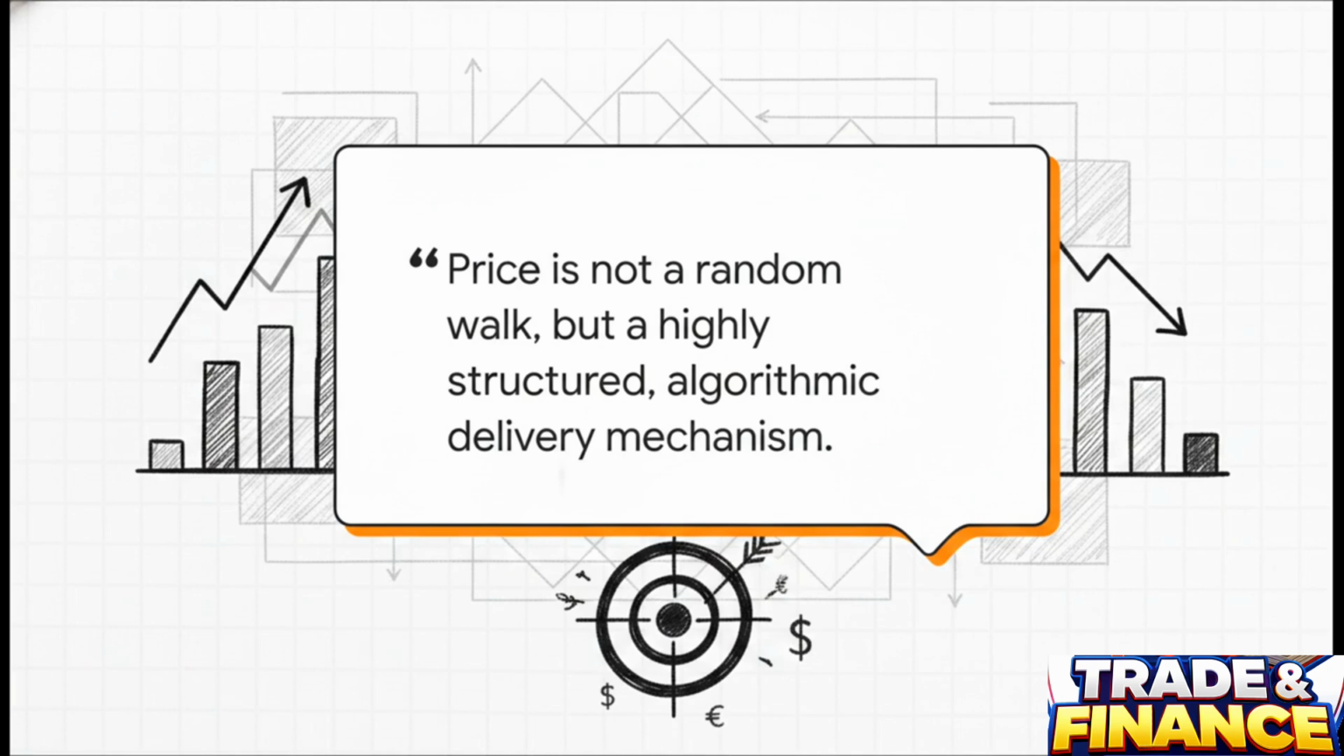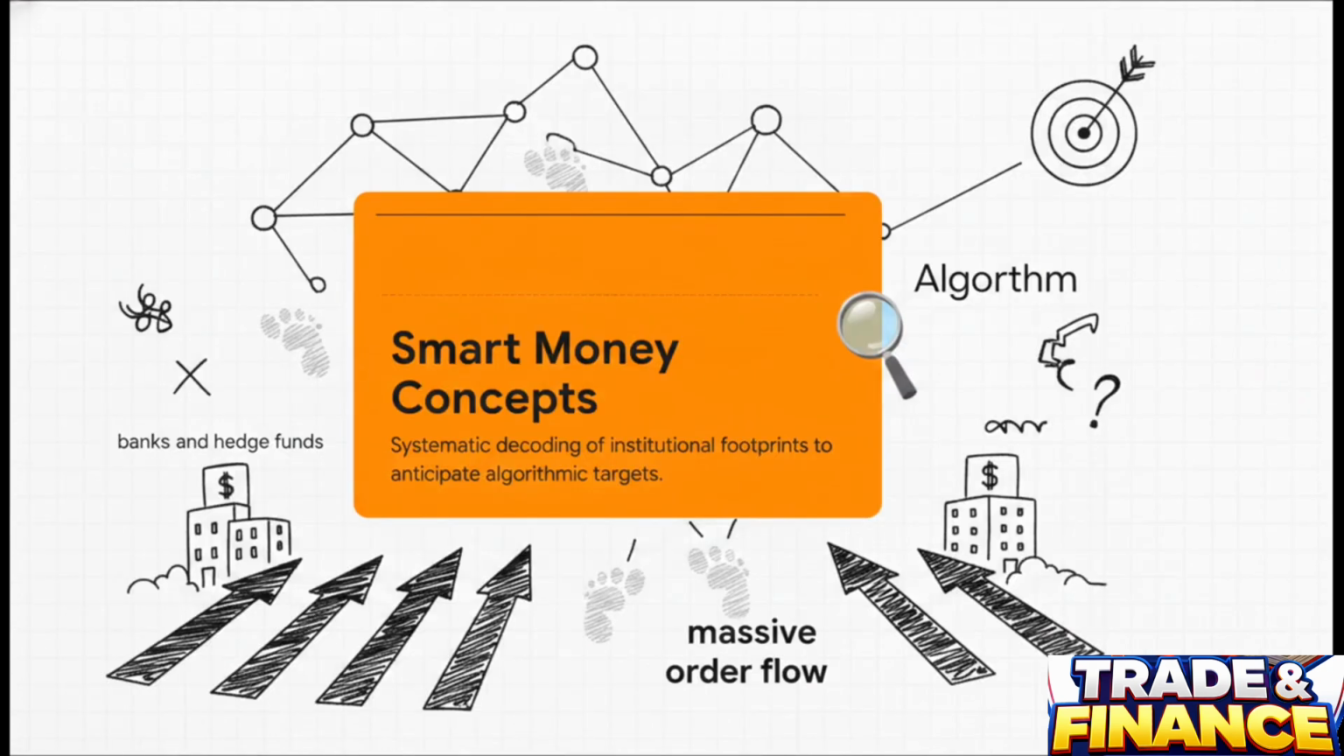First, we have to shatter the grand retail illusion. Price action? It is absolutely not some random walk. Markets are highly engineered environments. They don't just move randomly, they move systematically. They are constantly hunting for liquidity to fill massive institutional orders. And this is exactly why we use smart money concepts, or SMC.